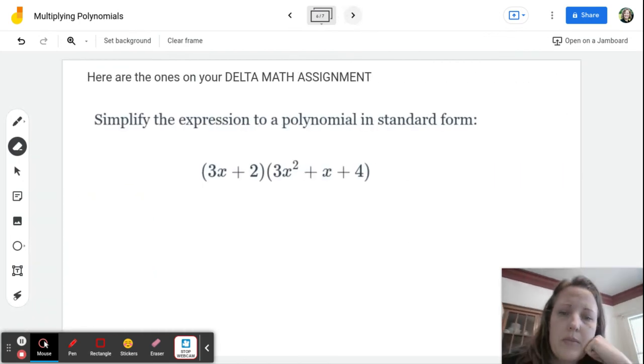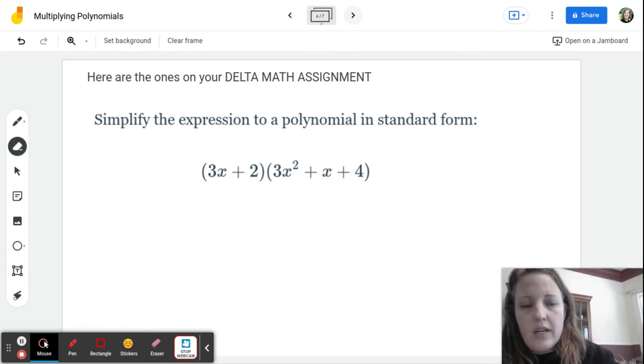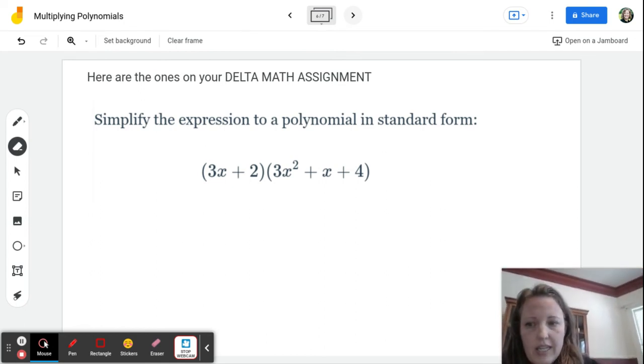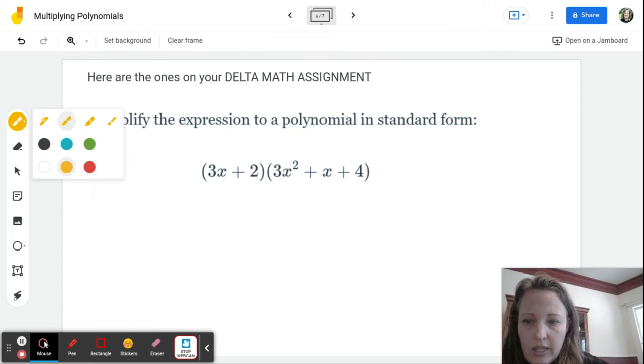Let's go down here. These are the problems that are in your Delta Math. So I pulled this one right out of there. So let's just try it. Again, if you're messing up on these, it's okay. I did give you quite a challenge, and that's not always a bad thing, right? Not always a bad thing.